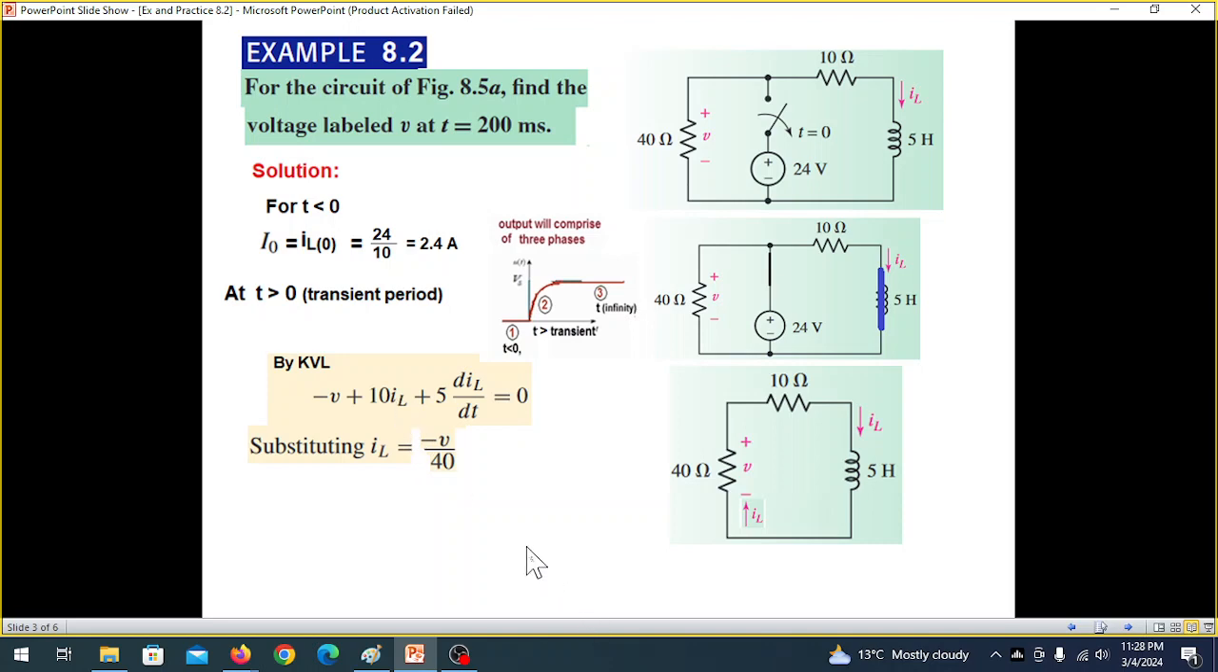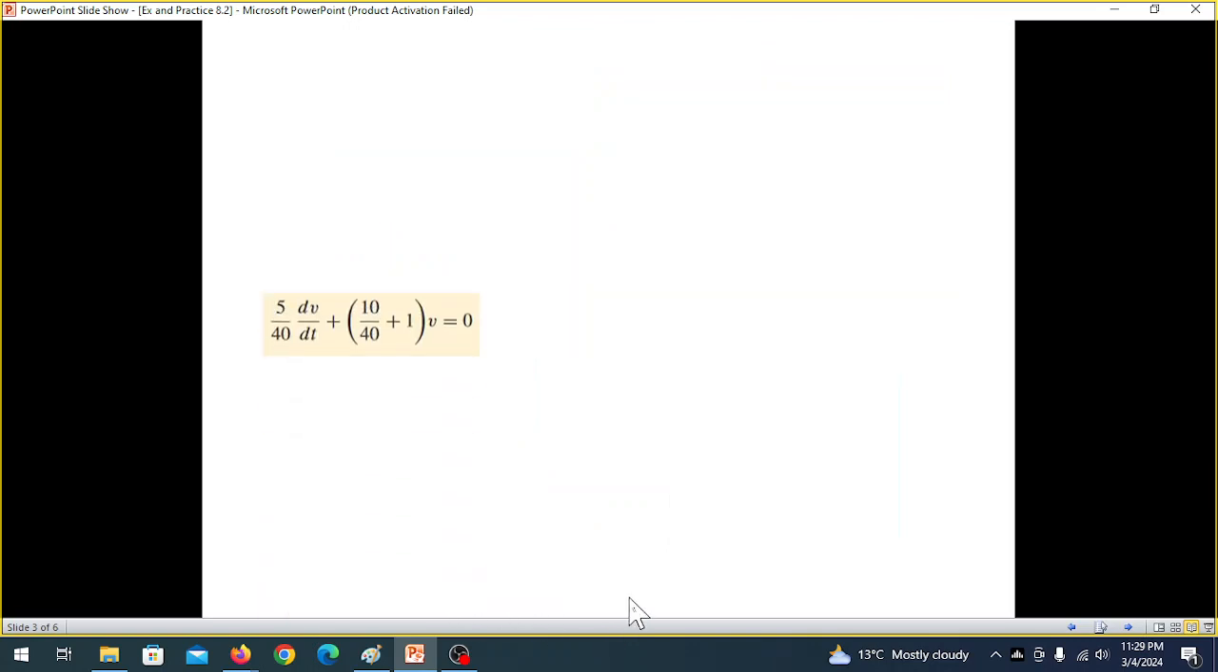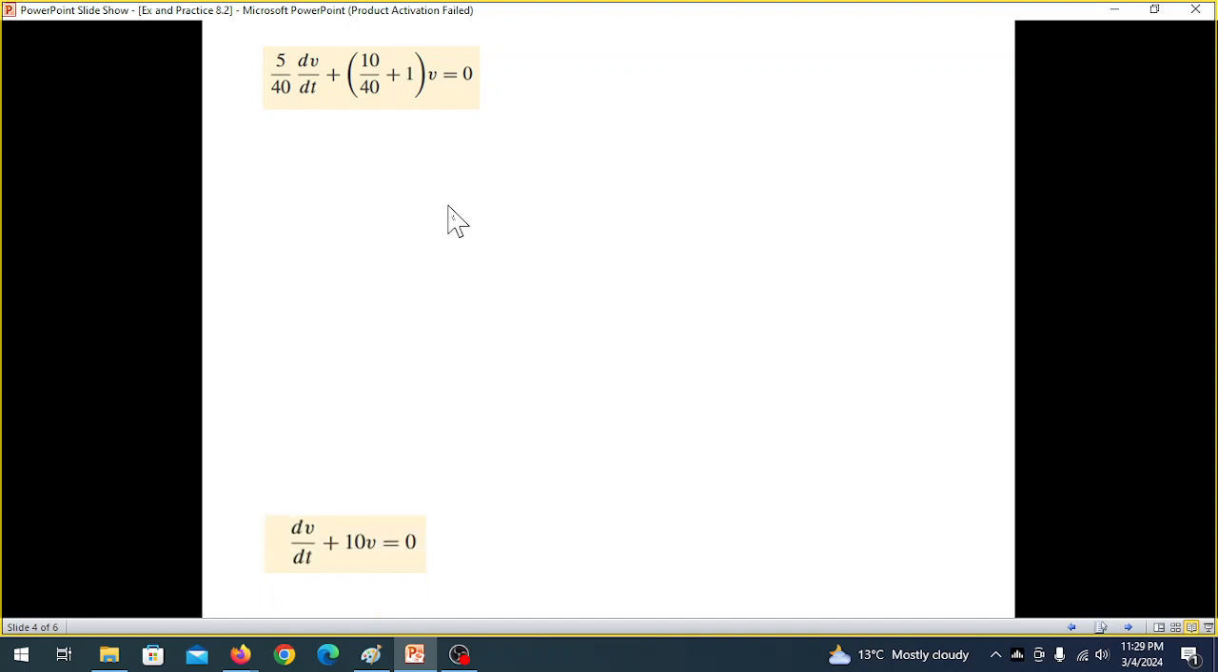We'll put this value now in the first equation, and simplifying, now you have to take the derivative. So only 1/40 will come. So 5 divided by 40 dv/dt, and then from these two we take v common. Okay, further simplifying, we get this equation.